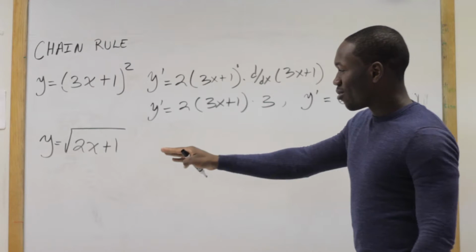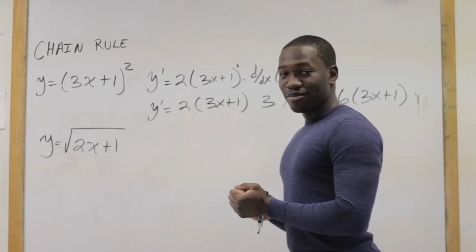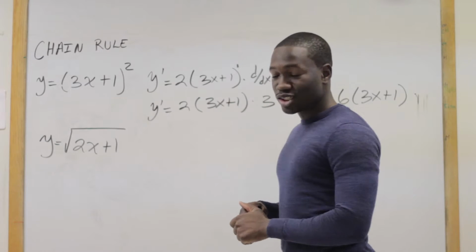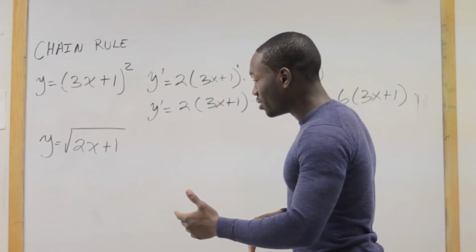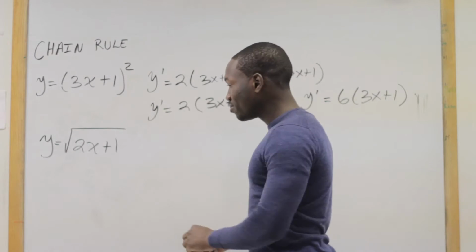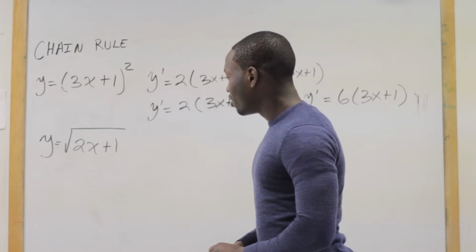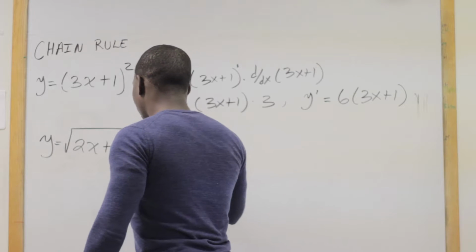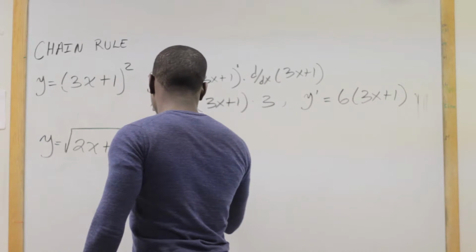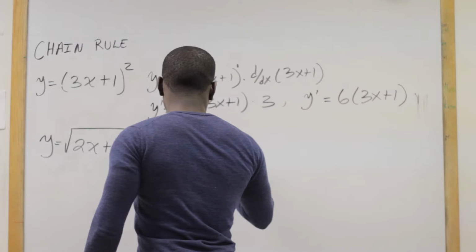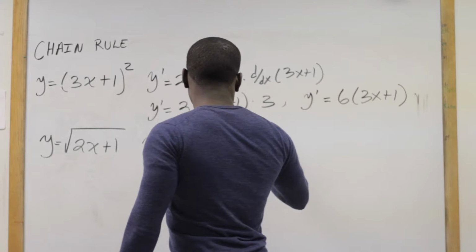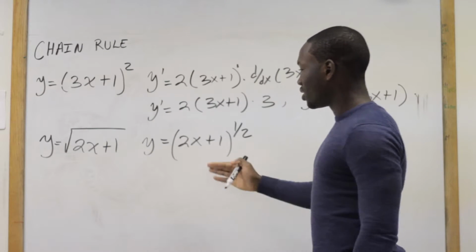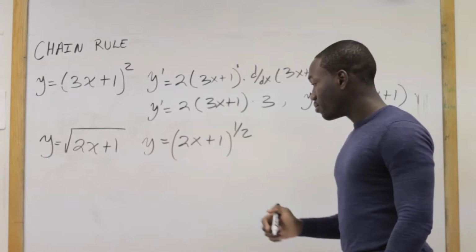Now we're going to go on to the second question. Now if you remember from the first topic, which is changing from radical to an exponent, you're going to see how this comes into play. So we have radical 2x plus 1. Looks kind of complicated. We're going to make it look easier by rewriting the problem as y is equal to 2x plus 1 all to the 1/2. This is our new problem, both the same problem.